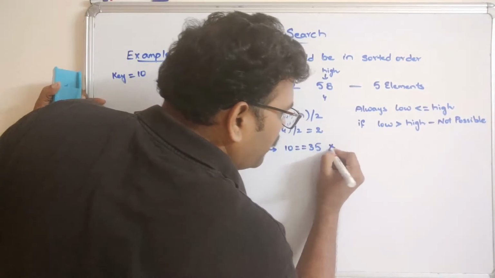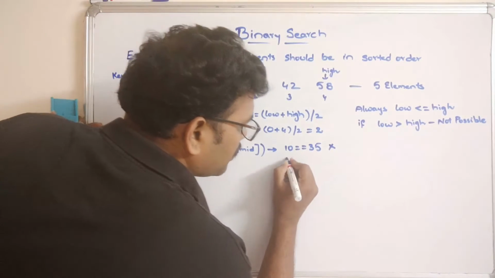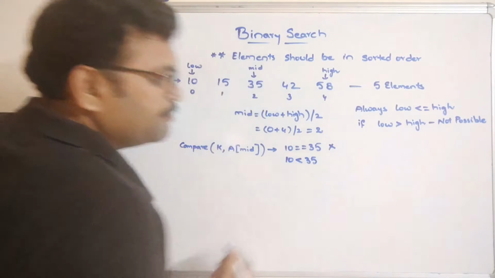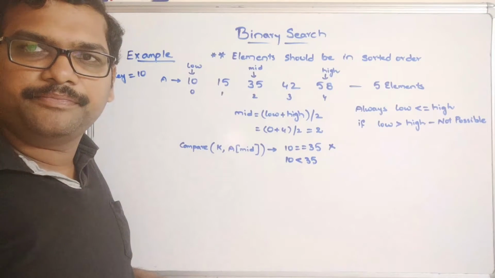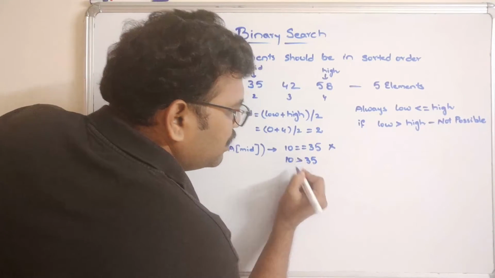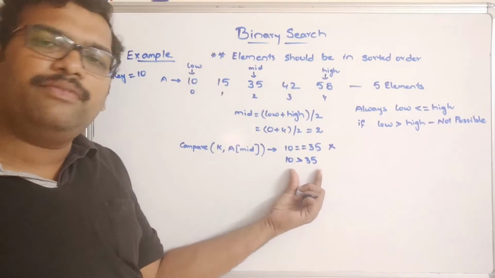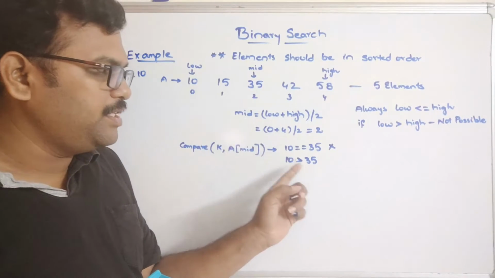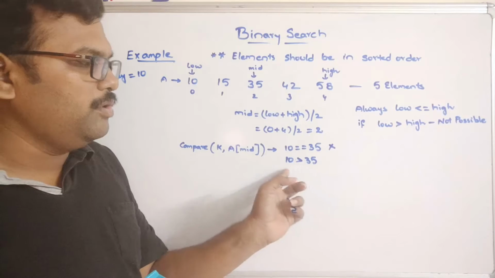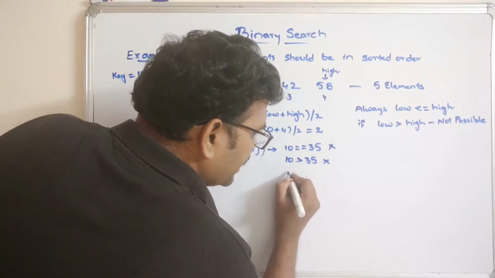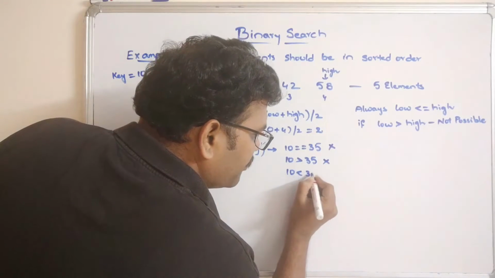If it is false, check whether 10 is less than 35 or 10 is greater than 35. First let us take the greater than, because it's a false condition. So is 10 greater than 35? That means we are comparing the search key with the middle element. This is the middle element, right? So 10 is greater than 35, it is false. Next, 10 is less than 35.